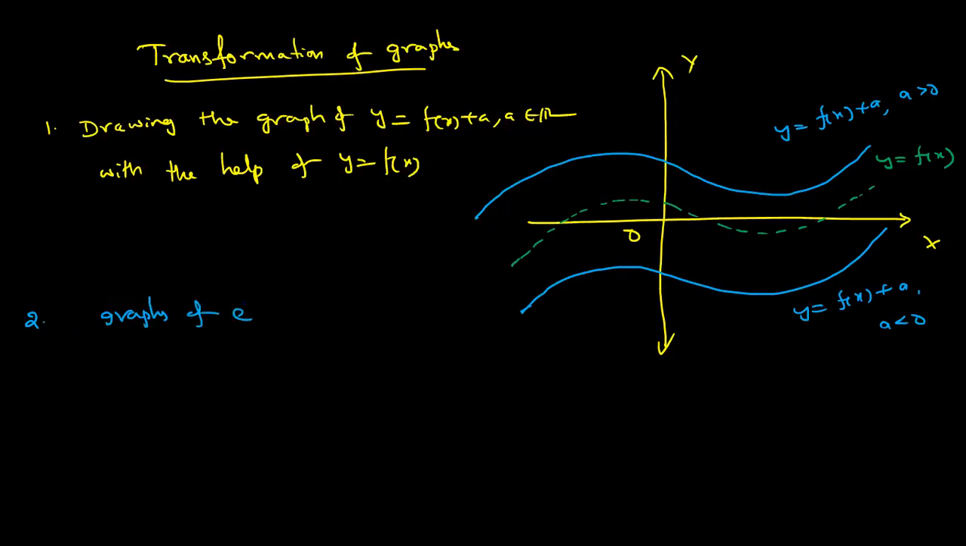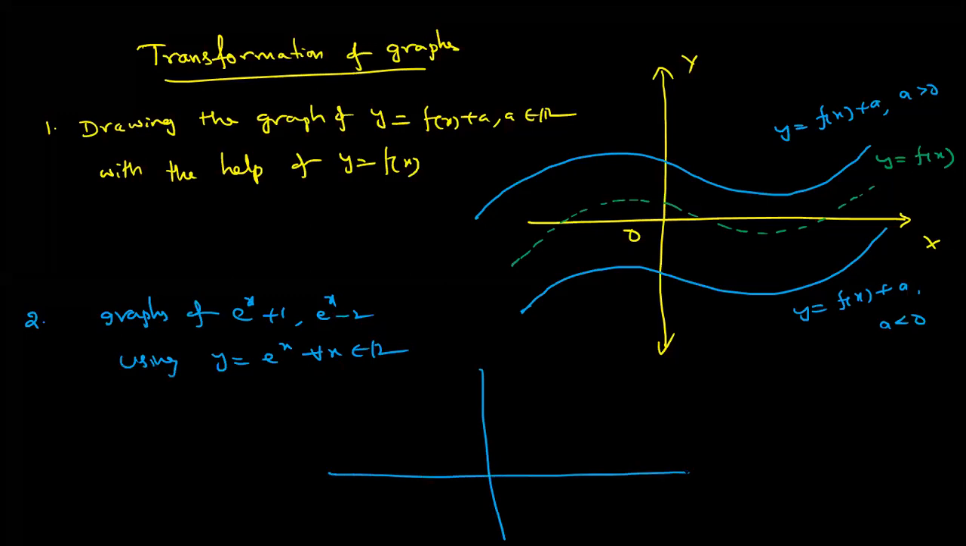Graphs of e power x plus 1 and e power x minus 2. Now, using y is equal to e power x, for x belongs to R, see carefully, dear students. As usual, x-axis, y-axis. Simple method. Y is equal to e power x means how to draw the graph? Anyone? Simple here: just make a table. This is the x, this is the y.